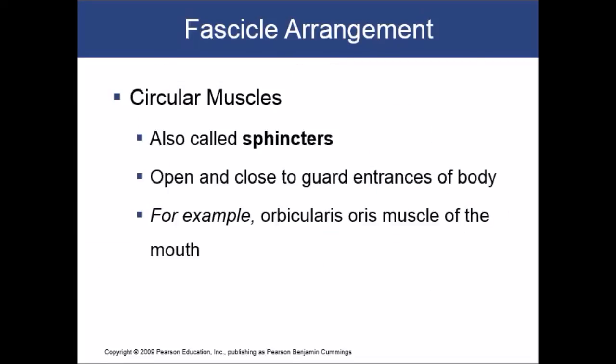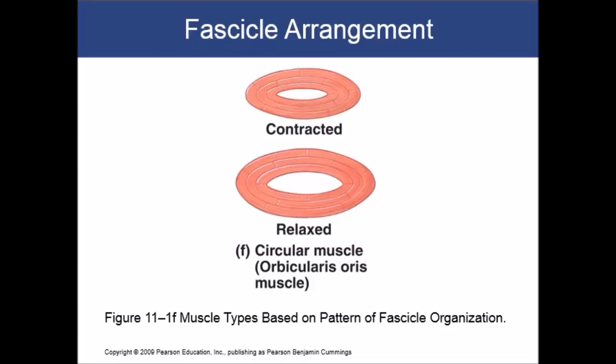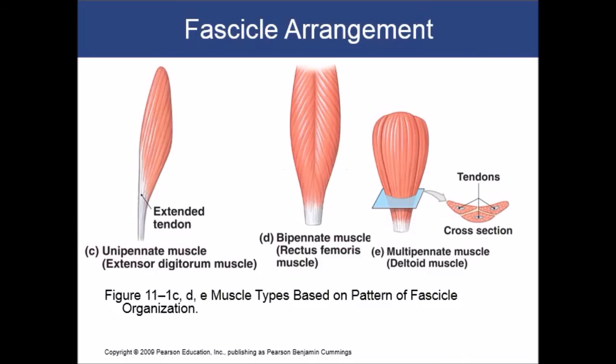And the last arrangement is the circular arrangement of the muscles, like the sphincters, for example, the orbicularis oculi, orbicularis oris, or any sphincters in general, which will be arranged in a circular arrangement. So again, the muscle or fascicle arrangement and examples of that.